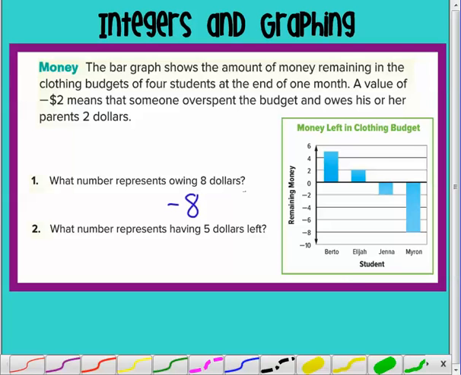Whereas a number that represents having $5 left means that you spent your own money and you still have $5 in your wallet. So that's a +5. And again, we don't always write that plus in front of our integers. We assume that positive is there if we don't see a sign.